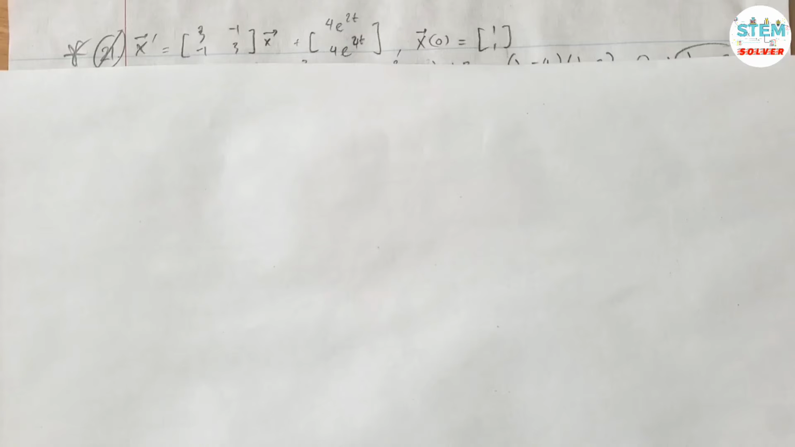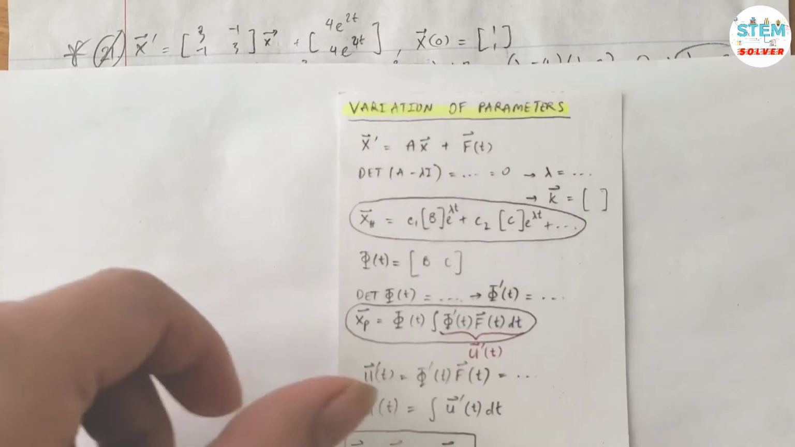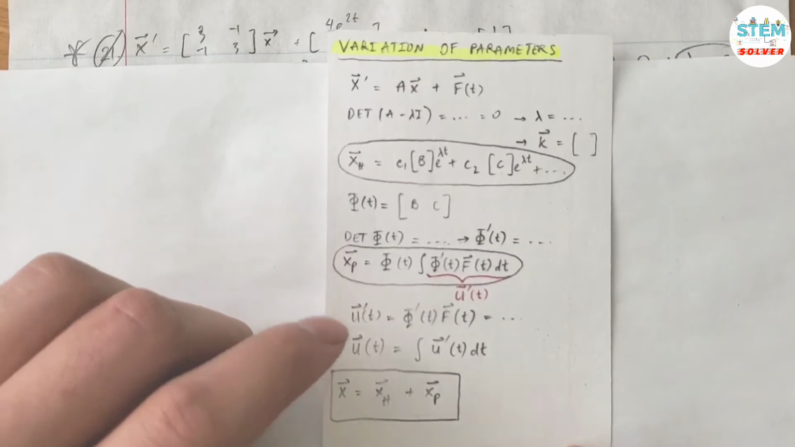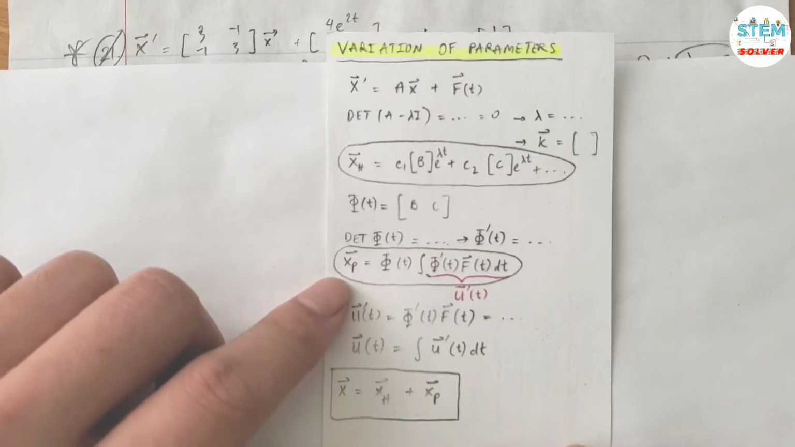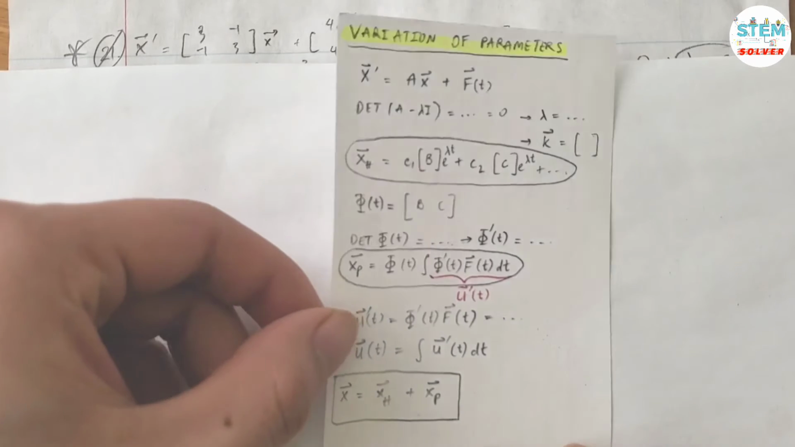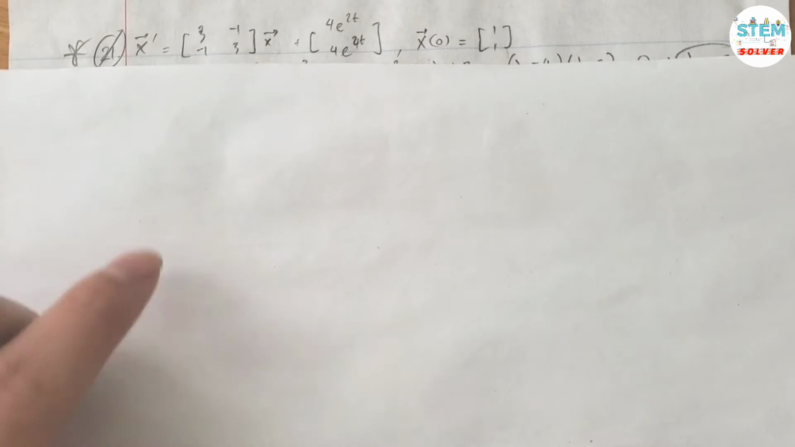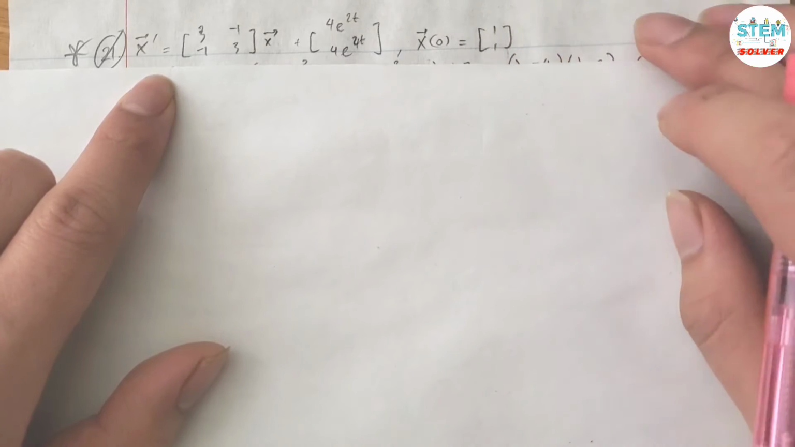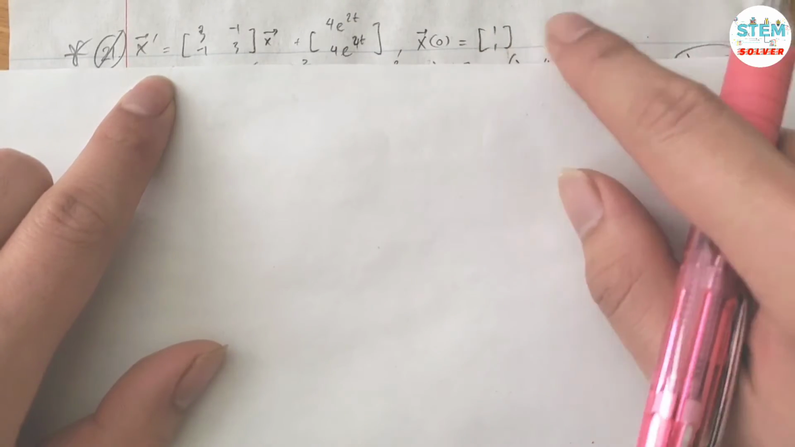Solve the given initial value problem using variation of parameter method. So here's the steps you need to do. First, find homogeneous part, then non-homogeneous part, and add them together, which gives you final answer. Okay, so let's work through it step by step. So here's the problem, and the condition is this.